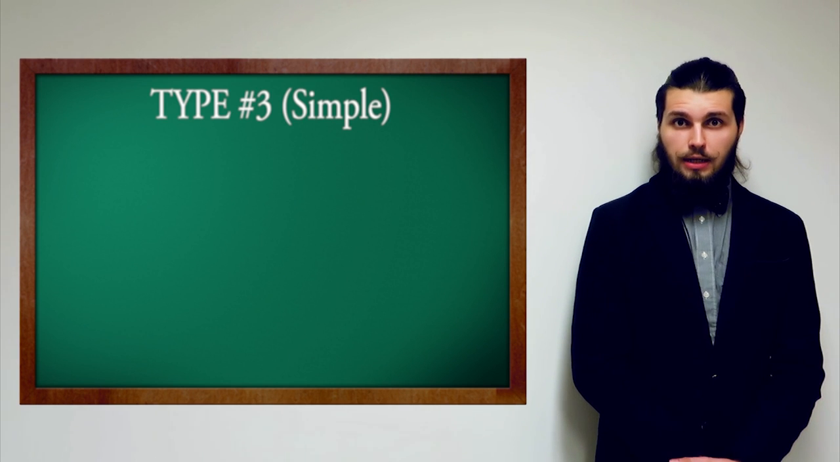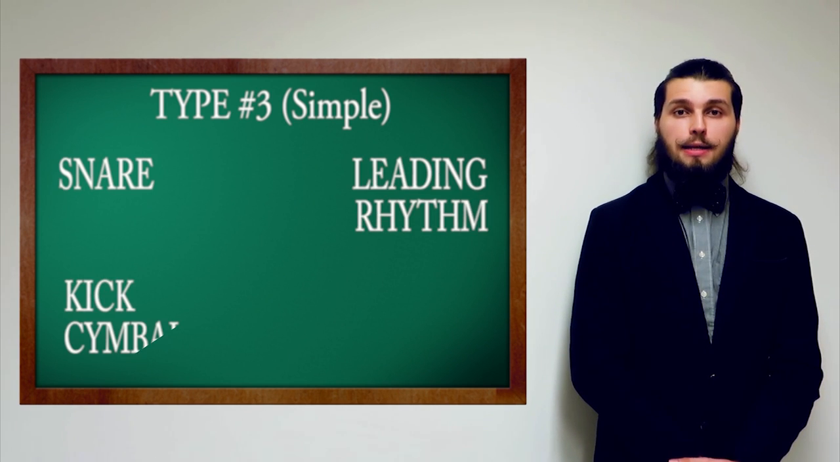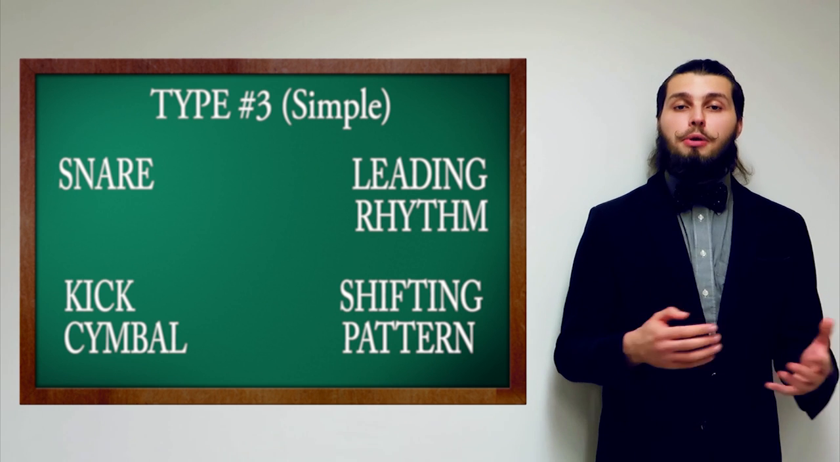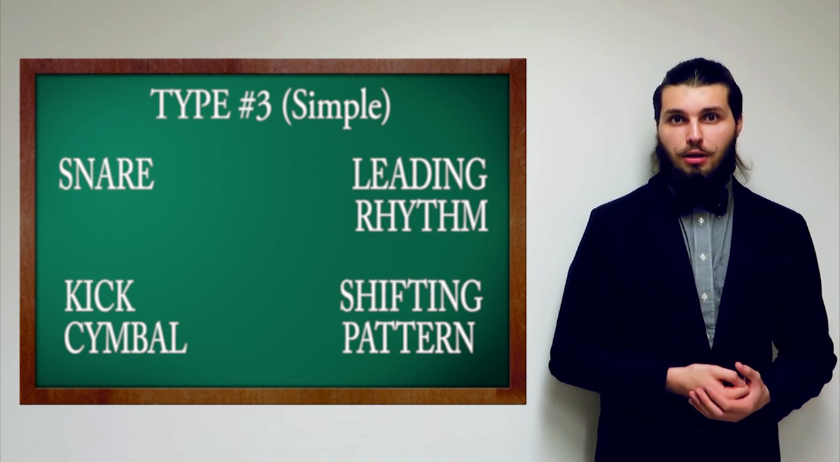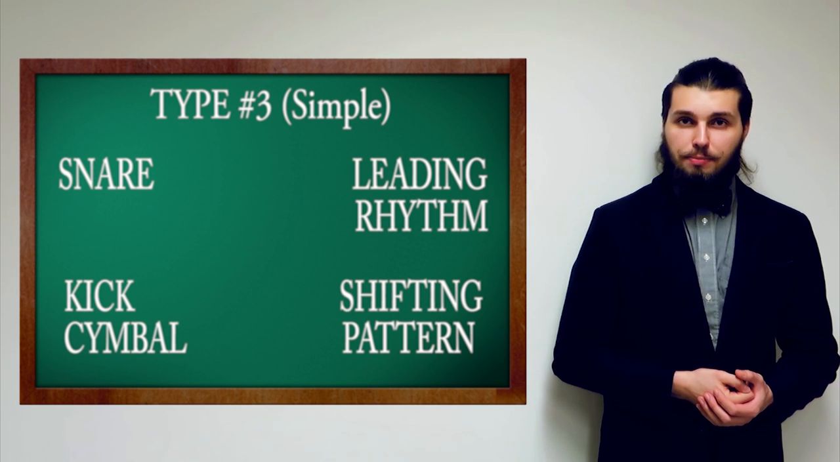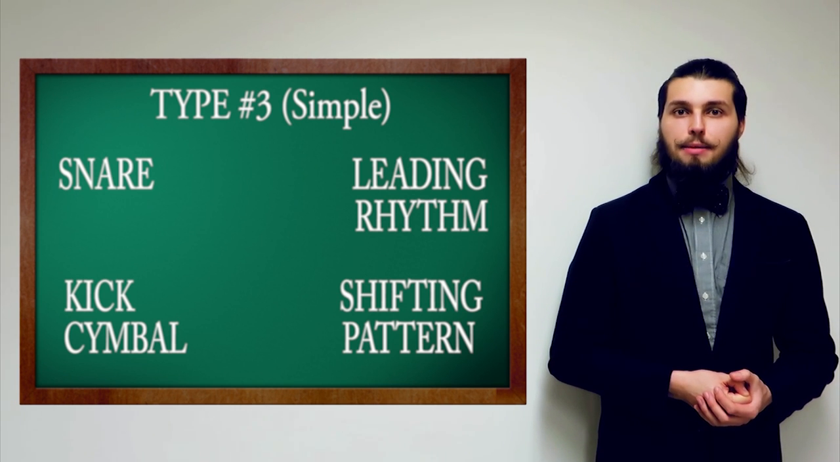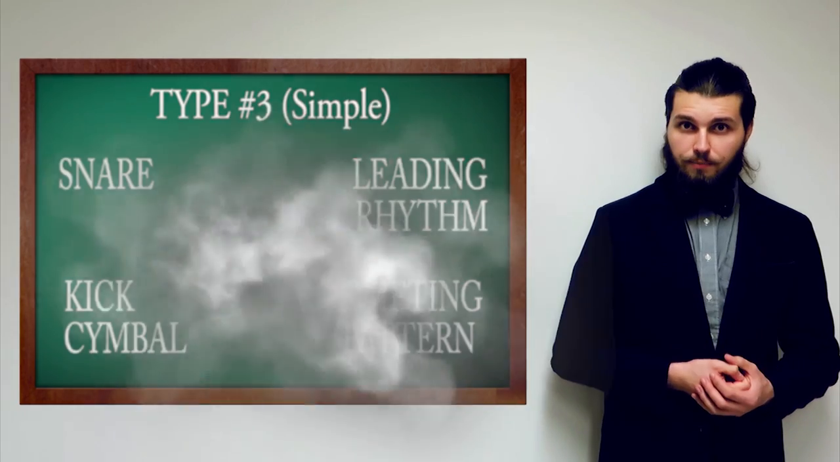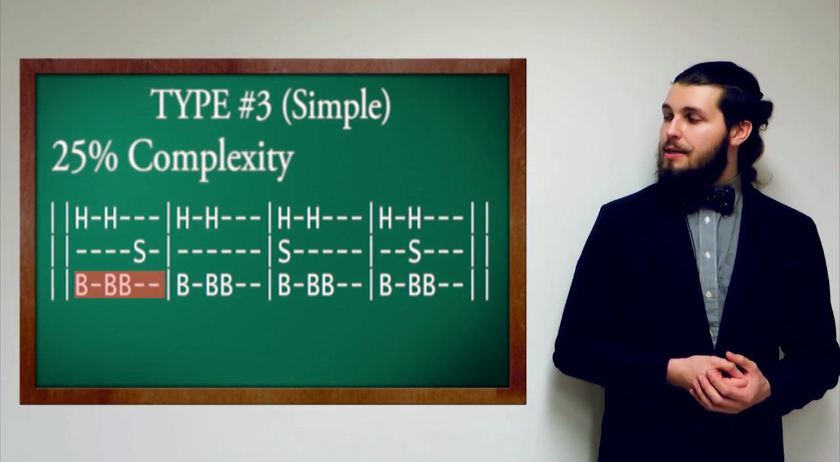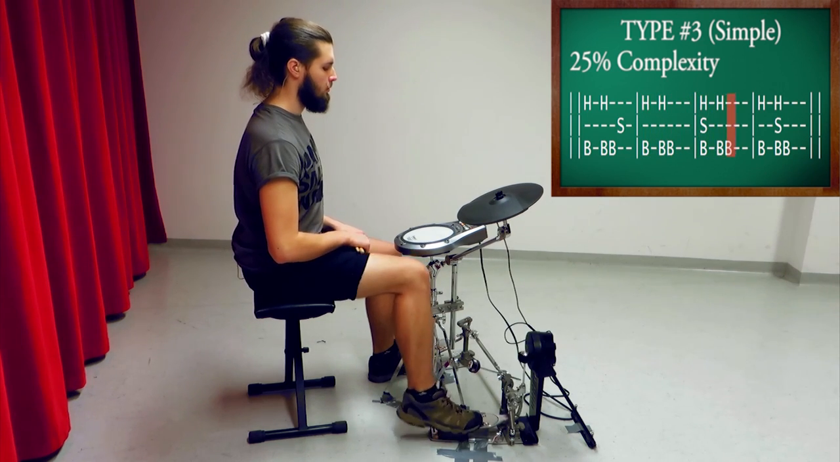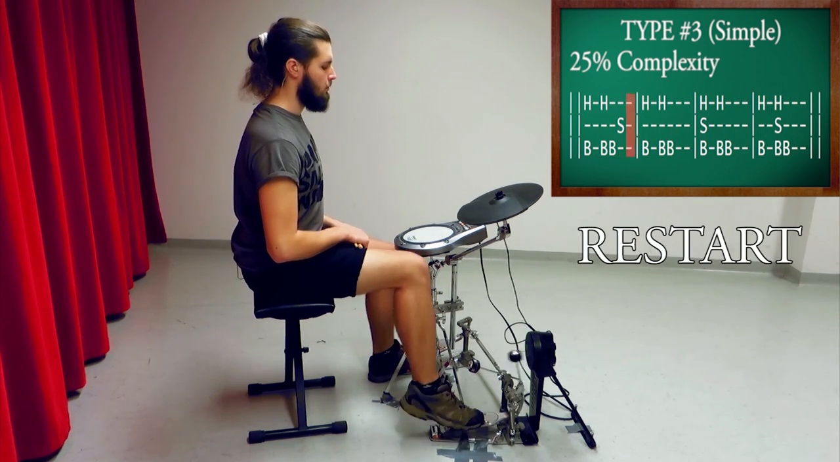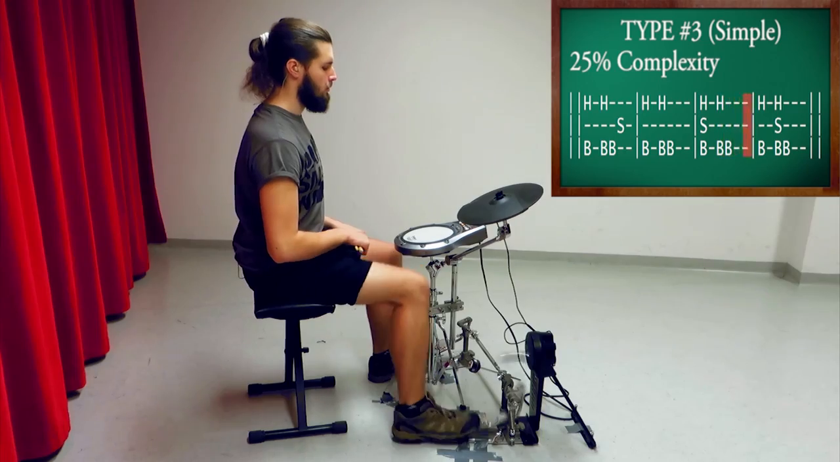Type number 3. Snare, leading rhythm, kick and cymbal, pattern. This one perhaps is the hardest, because most of the drummers are used to lead with a cymbal. And in this case, the snare is playing the leading rhythm. The kick and cymbal form the pattern that is shifting. We start with the following simple example. Then we add a cymbal on the first and second kick.